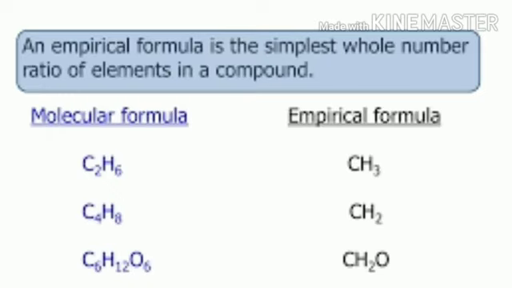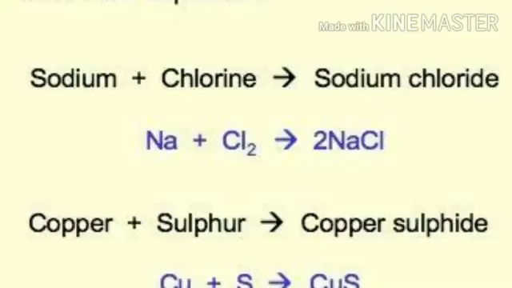The third example is glucose, in which carbon, hydrogen and oxygen elements are present. The number of atoms of carbon is 6, hydrogen is 12 and oxygen is 6, which is in 1:2:1 ratio, and therefore the empirical formula of glucose becomes CH2O.